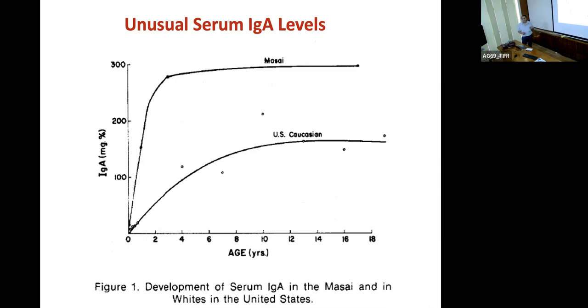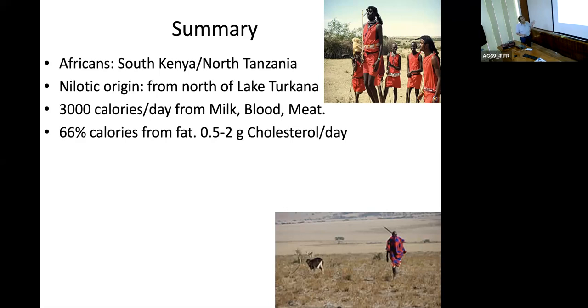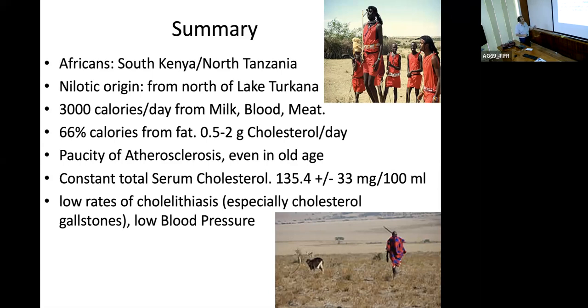Okay, so the summary is that they are a group of people that is close. They eat a lot of calories per day. 66% of them come from fat, about 2 grams of cholesterol per day. And they never get atherosclerosis. Their cholesterol levels are low and flat, and they get no gallstones, and they have low blood pressure. Kind of the ideal thing, right?